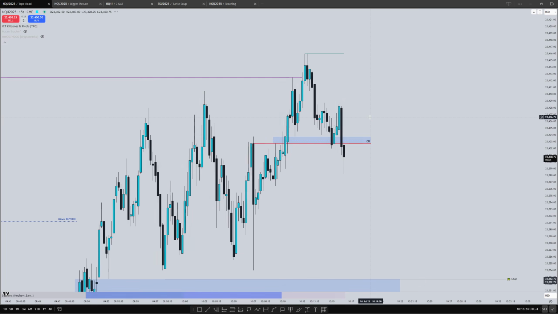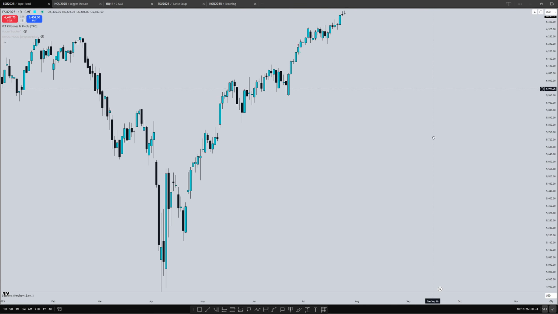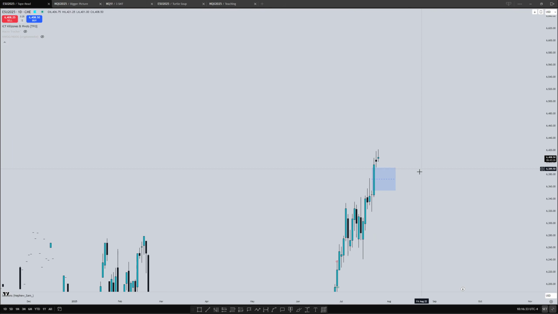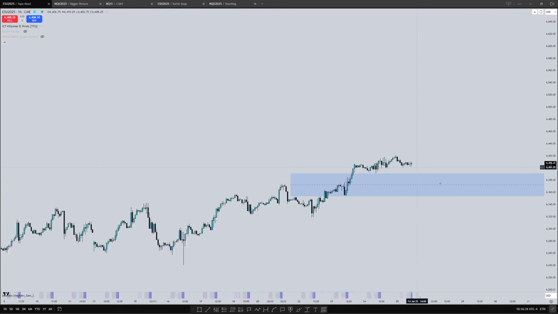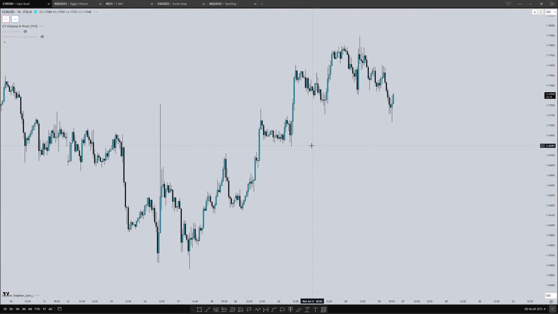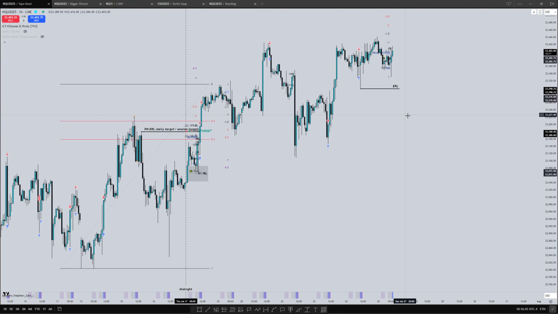Daily fair value gap. Yes, this wants to pick its nose. That's what it wants to do. But I don't know if it wants it today. It makes sense, to be honest. You got a nice original consolidation right above it, so I would love for it to drop into that. Do I think it's going to do it today? Probably not, based on what we're seeing.